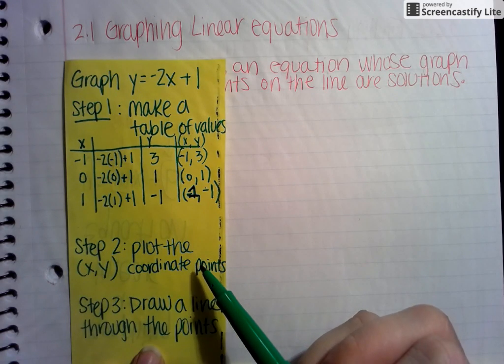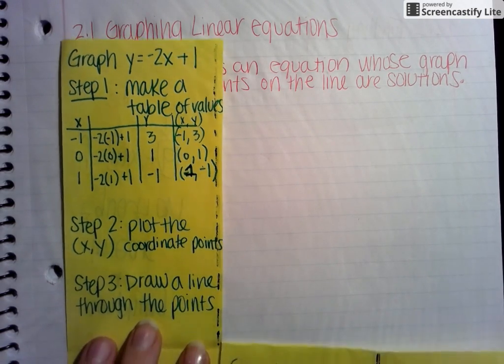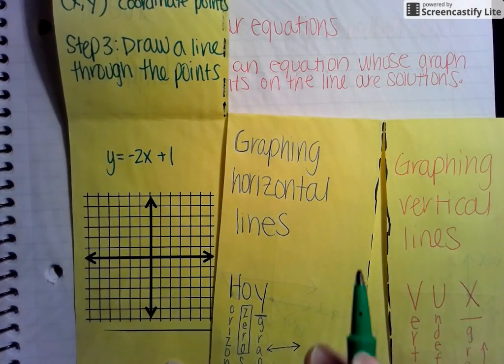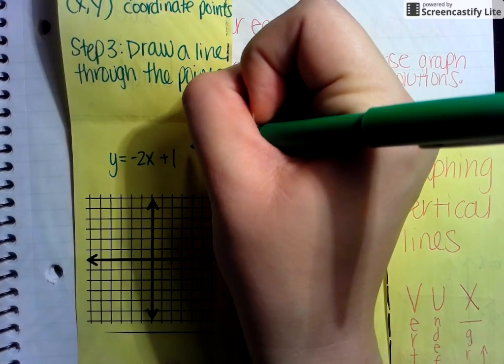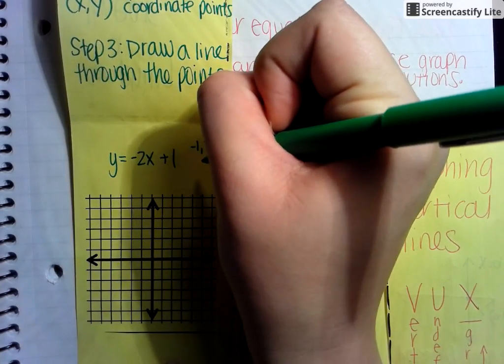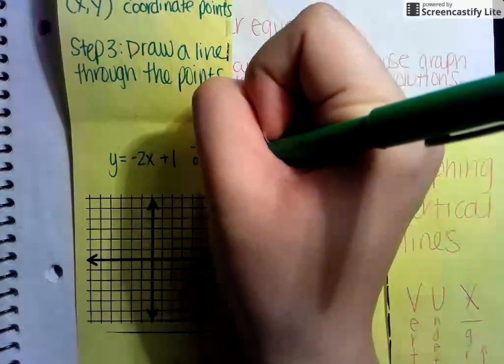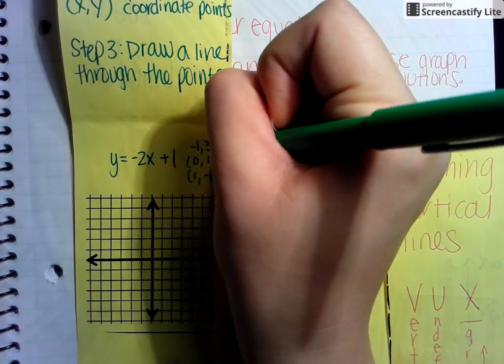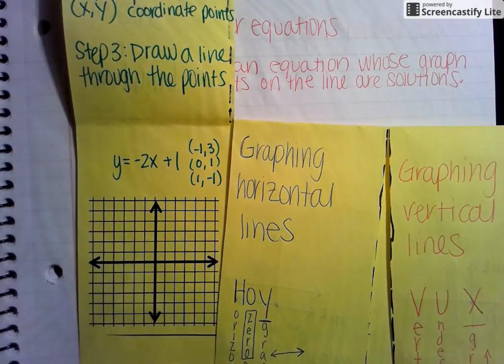Then we're going to go to our next step, where we're going to plot the x and y coordinate points. So I'm going to go down to my graph, and I see that I have my points. I'm going to write them down. I have -1, 3, 0, 1, and then 1, -1. Those are my three solutions.